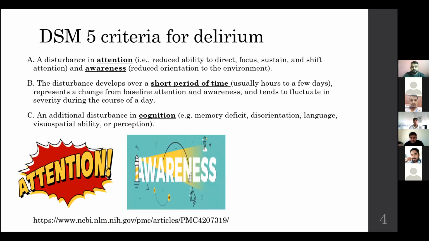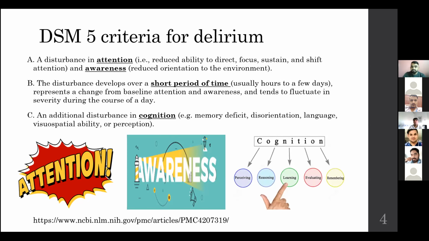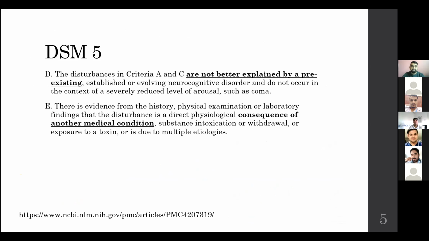The second point says this disturbance in attention and awareness should develop over a short period of time, usually within hours to a few days. It represents a change from baseline attention and awareness, and it tends to fluctuate in severity during the course of the day. The third point says there should also be an additional disturbance in cognition, like memory deficit, disorientation, language, and visuospatial ability or perception.